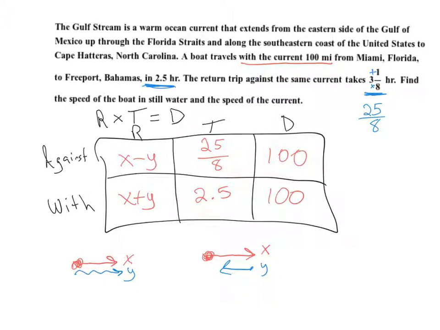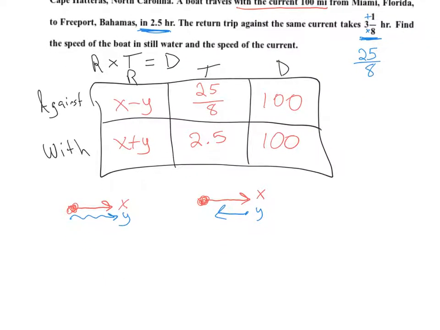Your boat speed minus the speed of the current. All right, so this is our setup. This is the most important piece of the problem here, because now we're ready to solve this. So let's go ahead and solve this. Let me move this up for you.